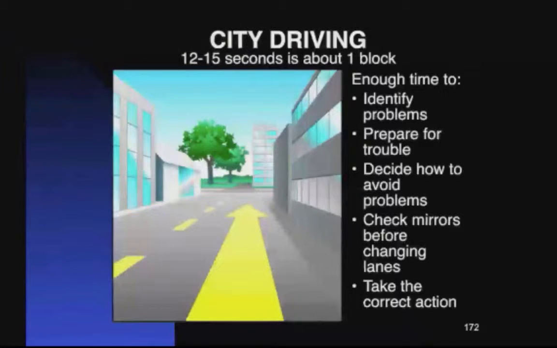City driving. 12 to 15 seconds is about 1 block. This allows you enough time to identify problems, prepare for trouble, decide how to avoid problems, check mirrors before changing lanes, take the correct action.